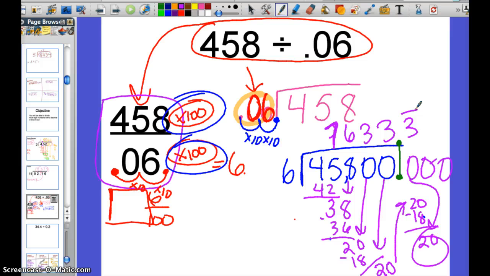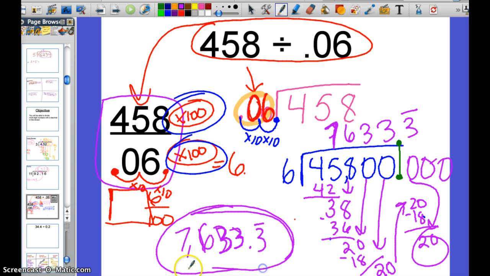Okay, so our answer is 7,633, sorry, slowing down on me, with a 3 repeating. And that fits the mold of my prediction, where I have 6/10, this small bitty fraction, and it would take 7,633 of these to create 458 wholes, which makes sense because that's a very small amount.